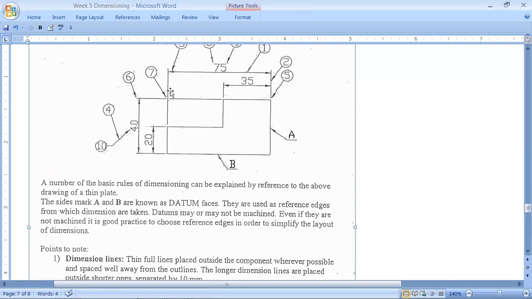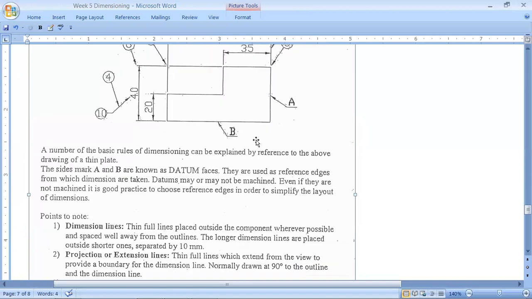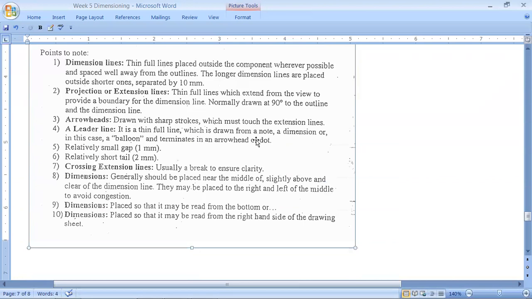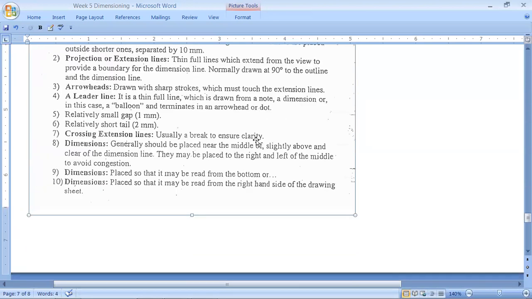Also, notice that all the lines here are the same thickness. This should not be done either. The line representing the drawing should be thicker than the lines used for dimensioning, for extension, or for leader lines, in order to get better clarity of the drawing. Number 7, crossing, I said that, crossing.